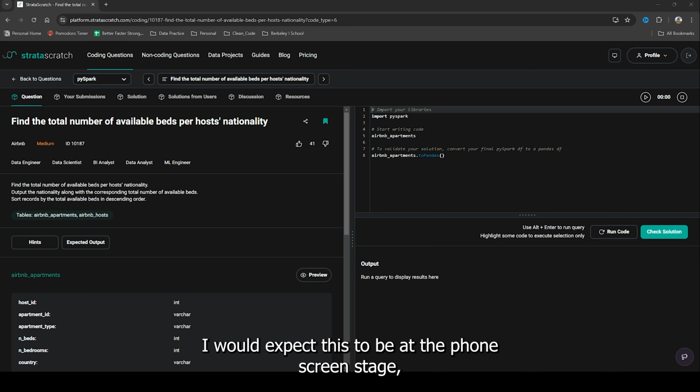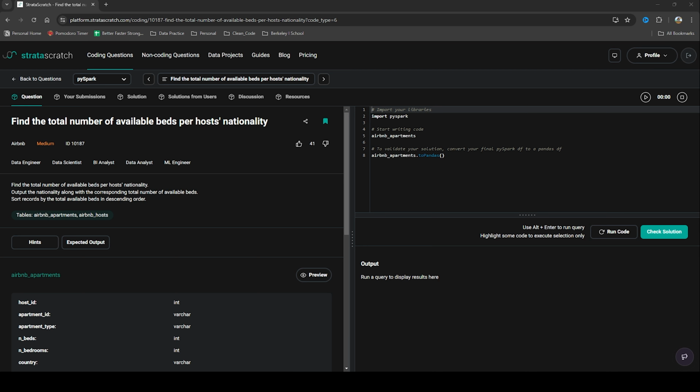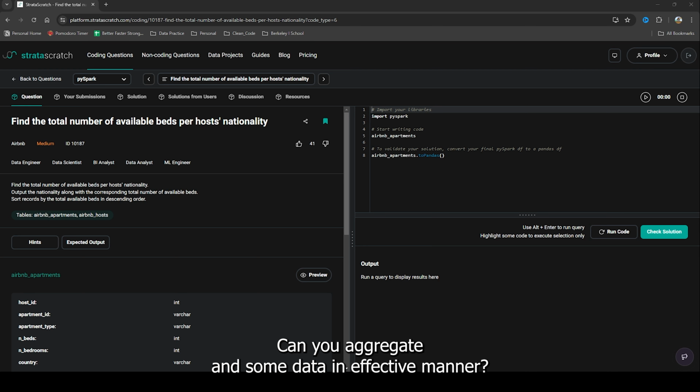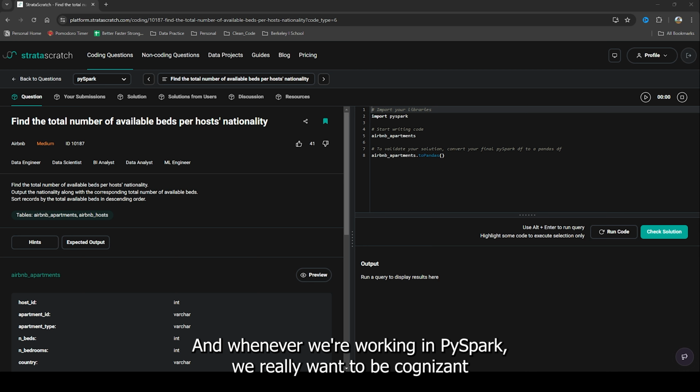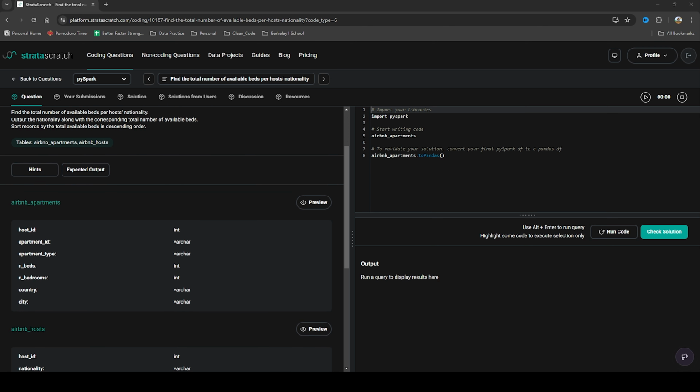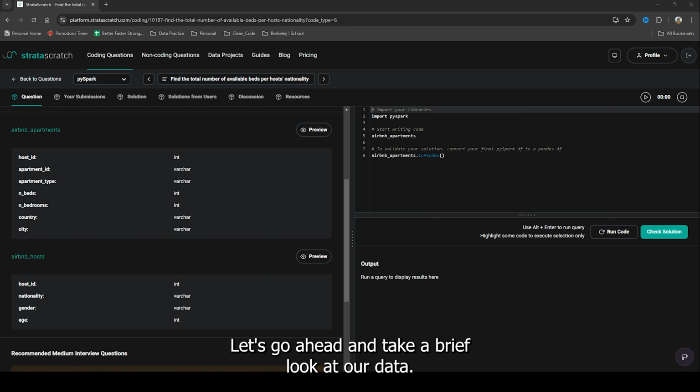I would expect this to be at the phone screen stage, but I could also see it cropping up on your on-site, maybe as the first or second problem so that people can get a really good assessment of your fundamentals, because this is a classic fundamental problem. Can you aggregate and summate data in an effective manner? And whenever we're working in Pyspark, we really want to be cognizant of how quickly and how efficiently we can do that. Let's go ahead and take a brief look at our data.